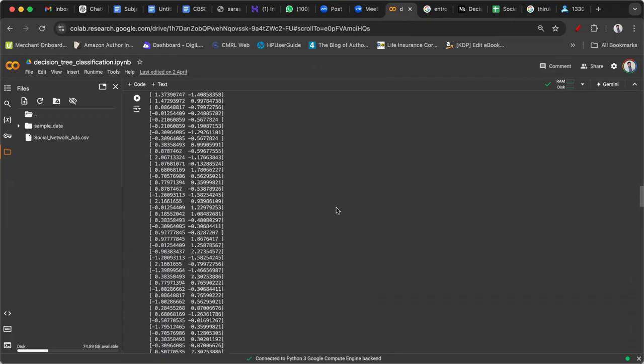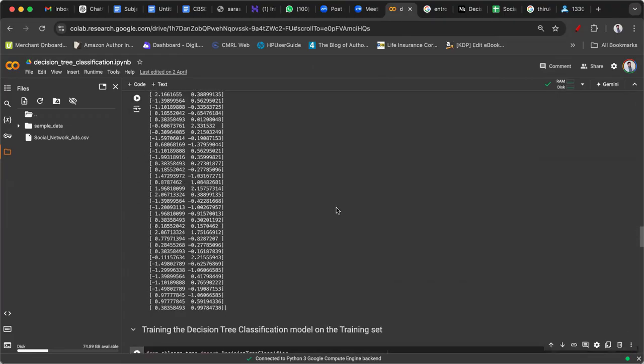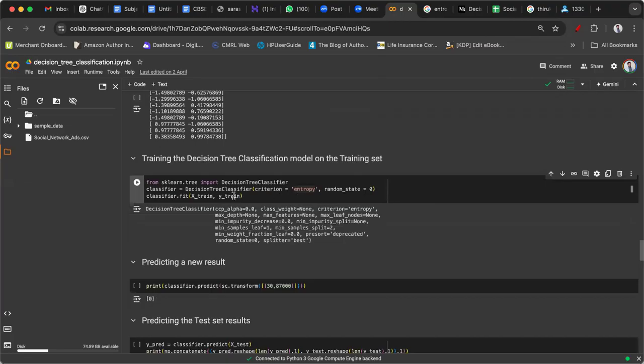Feature scaling has been done, and now you are going to enter into the model training. Yes. So from scikit-learn, sklearn.tree, you are importing DecisionTreeClassifier. Please take note of it. It is a decision tree classifier. It is not a regressor.